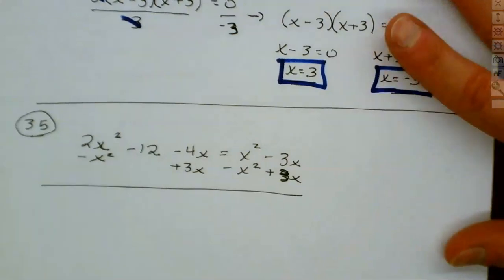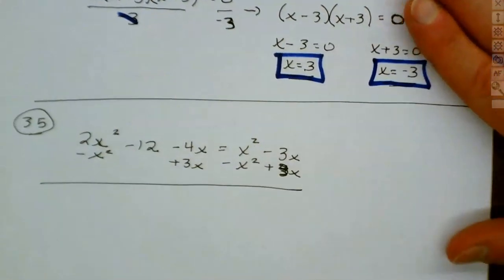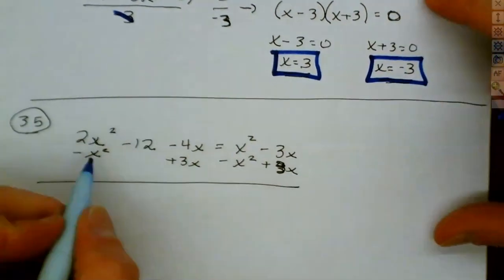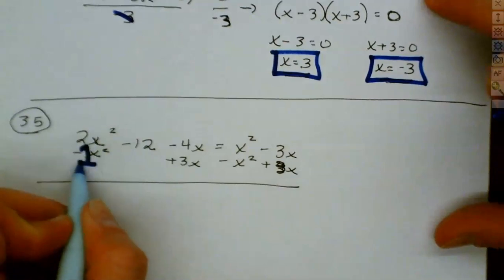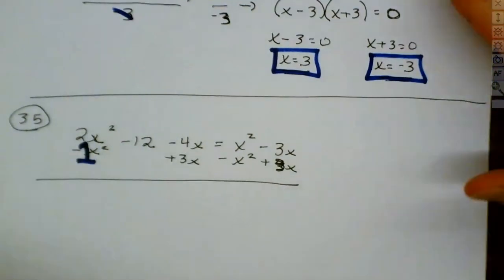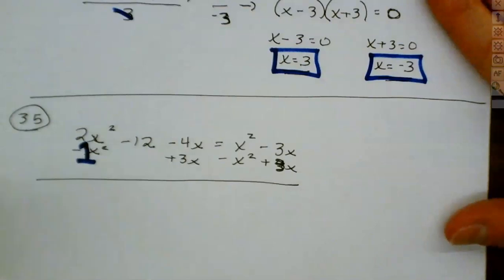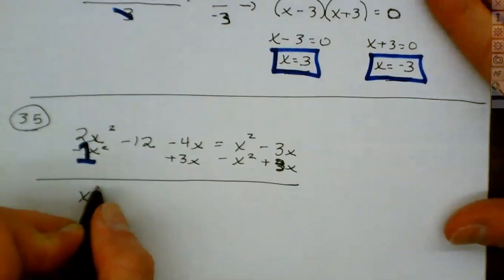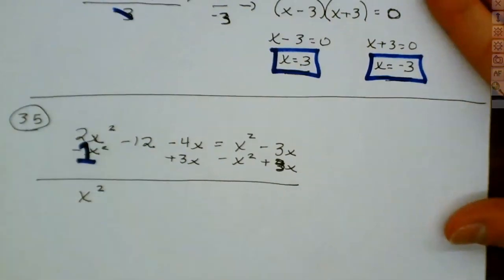And we're going to write out what we have left. Sometimes students make a mistake here. Remember, this is a minus 1x squared there. So 2x squared minus x squared, that leaves you with a single x squared.